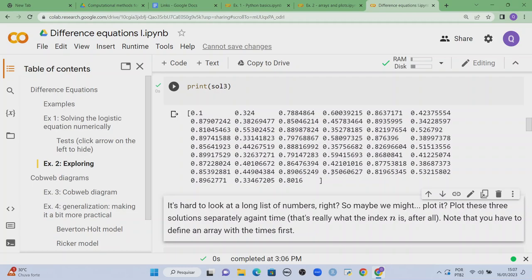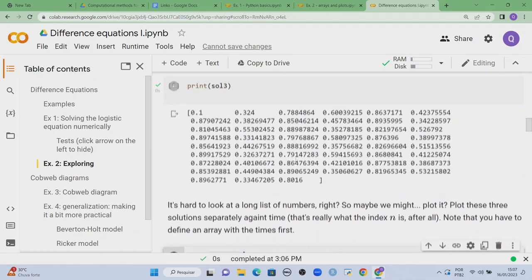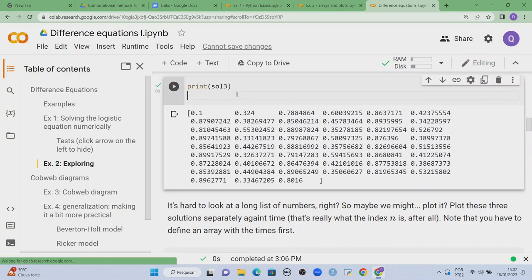So how do you deal with this? Maybe it is repeating periodically, but it's hard to tell just by looking at the numbers, right? Everyone agrees? It's hard to read a long list of numbers. So what do you do to understand this better? You plot the solution. You take these numbers and you plot x at time t as a function of t, okay?